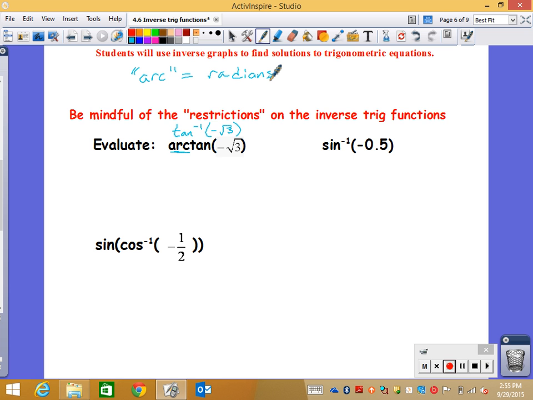Now, right away, you could just plug this in your calculator, and you would end up getting a negative 60-degree angle. Or, because we're in radians, a negative pi over 3 angle. But if you don't have your calculator and you're like, well, let's try to do this without a calculator. That's great. Let's try that out. Let's think back to my restrictions of inverse tangent. Remember, my bounds for that one were a negative pi over 2 to a positive pi over 2.